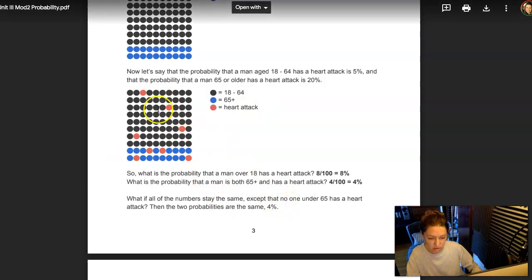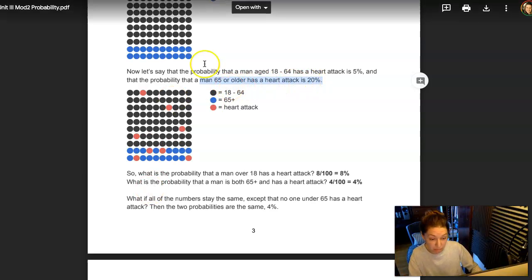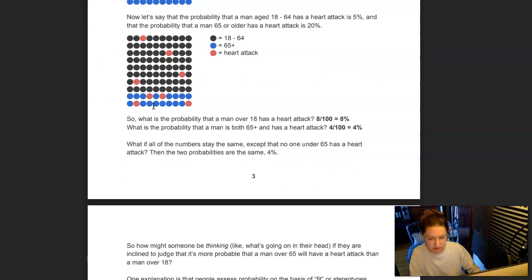So they could be equal, but it's never going to be the case that the person who meets more criteria, being older and having the heart attack, is going to be more probable than meeting fewer criteria, being any man and having a heart attack.